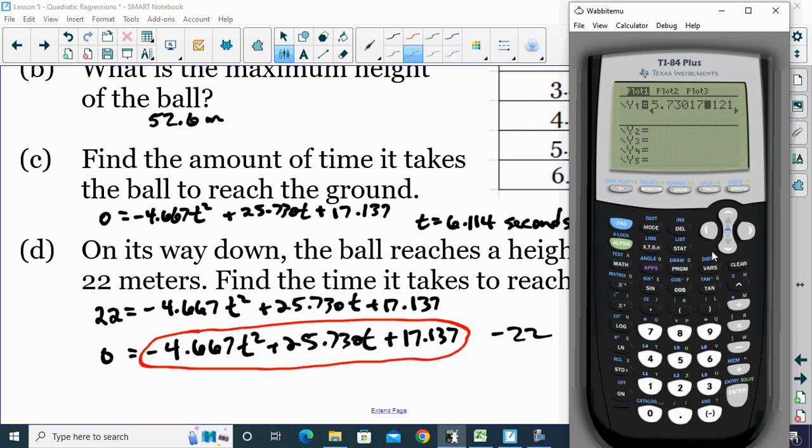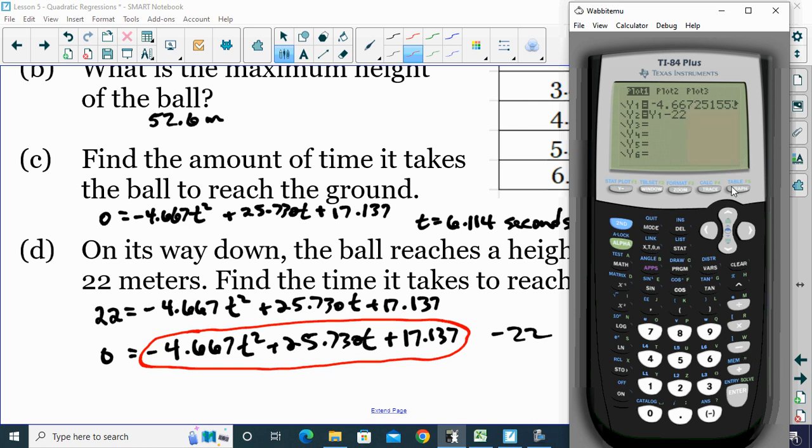That would work. A better option is to scroll down to y2. We want to take this equation that is in y1 and subtract 22 from it. So the same way we stored our regression equation as y1, alpha trace, we can do y1, that's the equation that is in y1, minus 22.